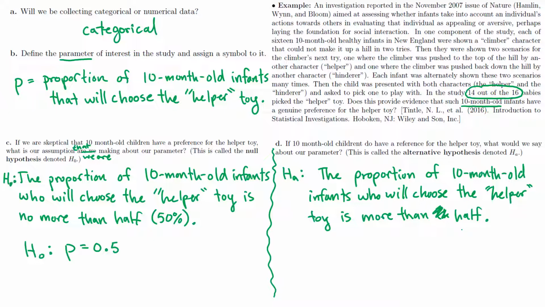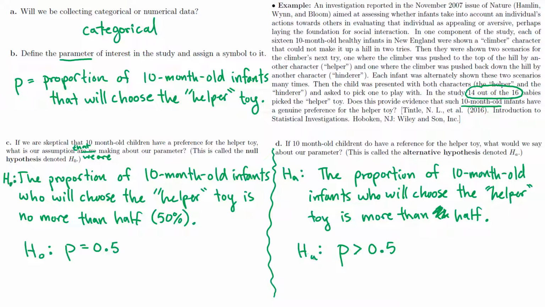Okay, so if in general 10-month-old infants tend to have a preference for the helper toy, then they should end up picking it more than 50% of the time. So in symbols, that simply means we think P is greater than 0.5, greater than 50%. Okay, so the way we have this set up is, this is kind of what the data is.